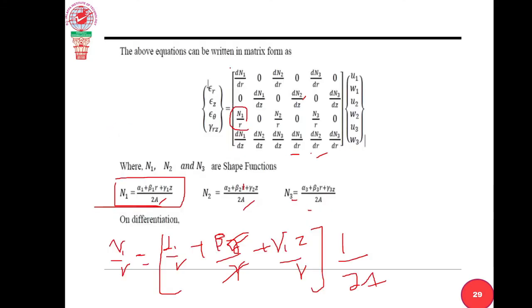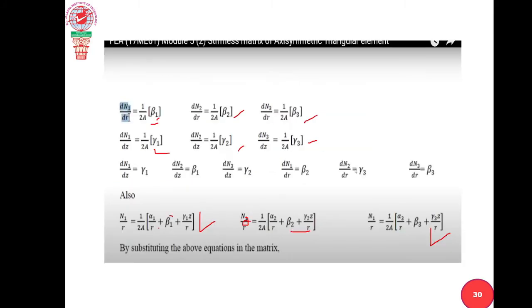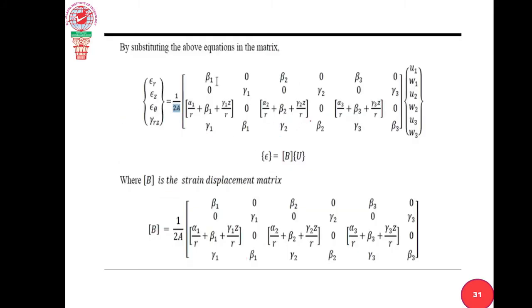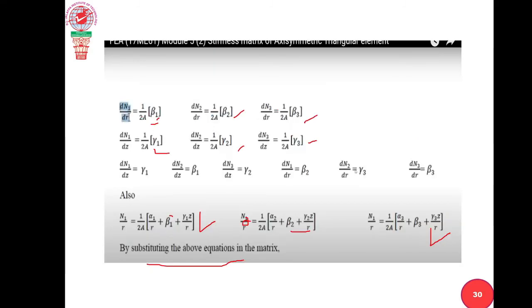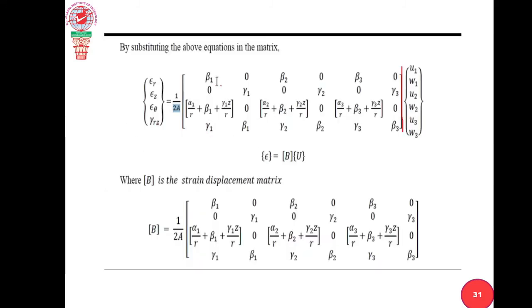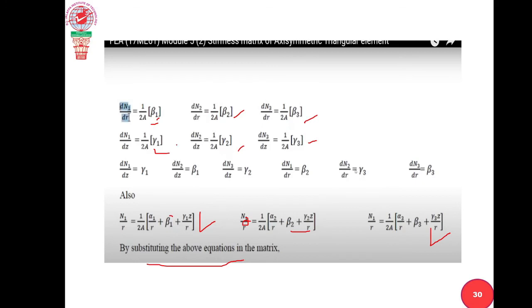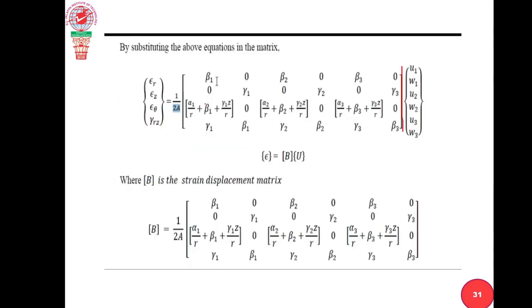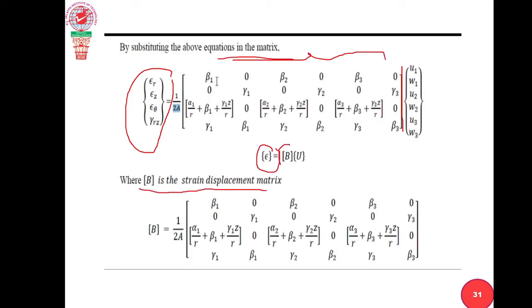Now we got all the element values, which we have to substitute in this matrix. That is what we have done: substituting all the above equations in the matrix. That is, dN1 by dr means beta 1 by 2a. Everywhere 2a is there, so let me take it outside the matrix, and the remaining things are inside. Finally, we can call this the strain matrix, or the B matrix. The B matrix is nothing but the strain displacement matrix. That is this one.